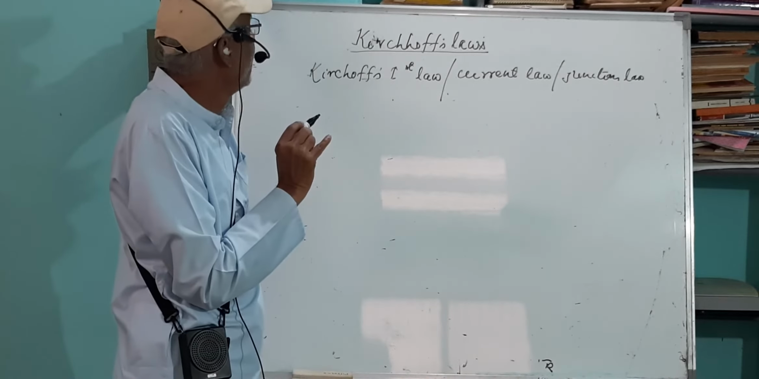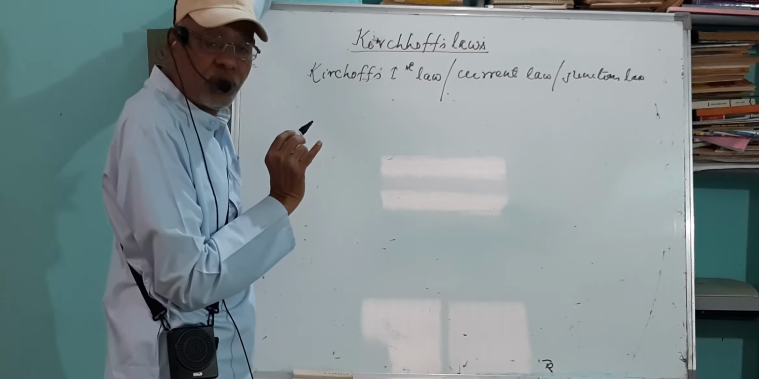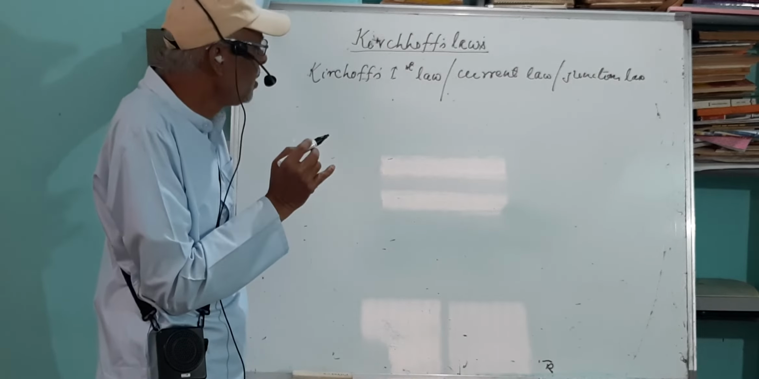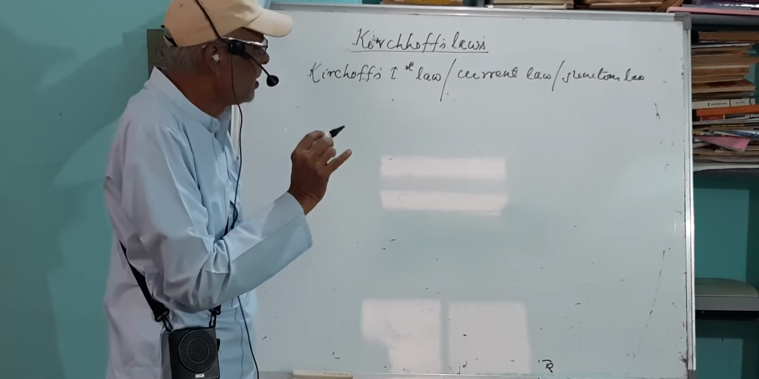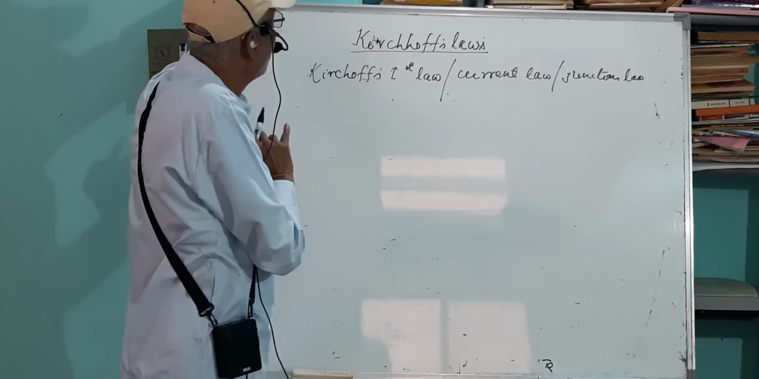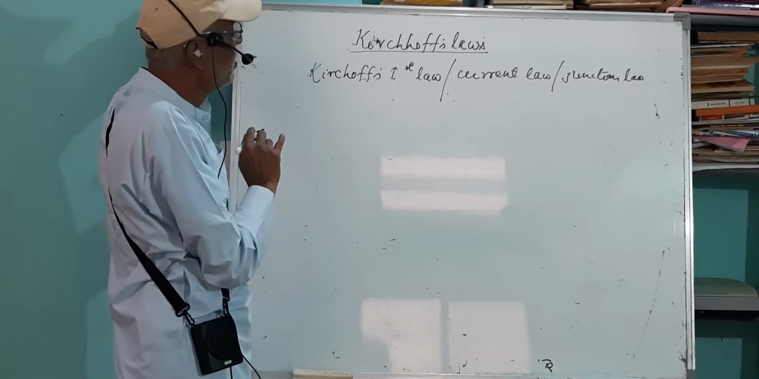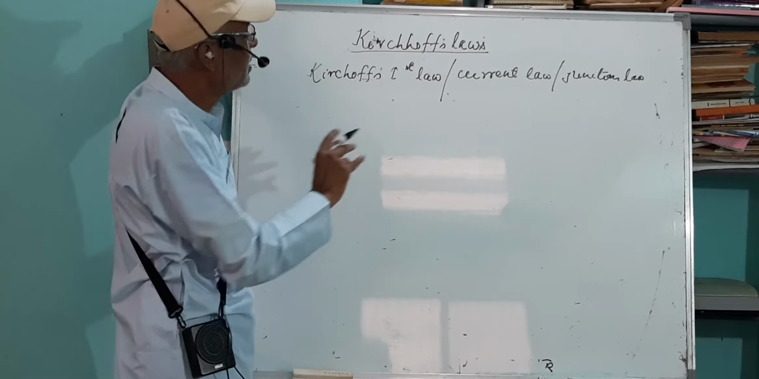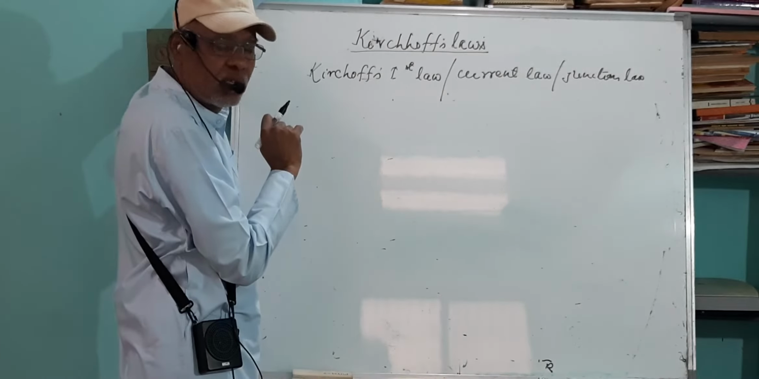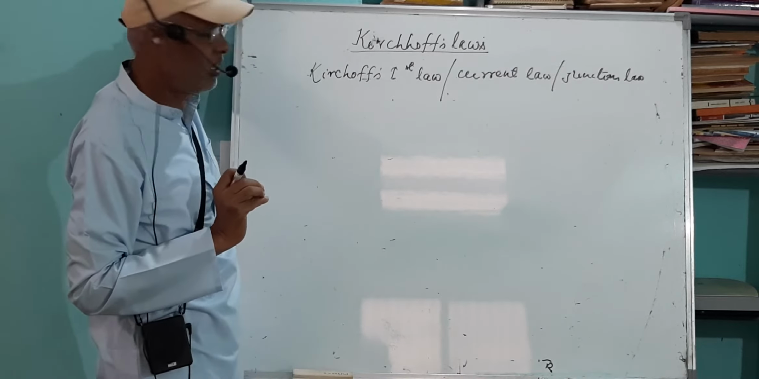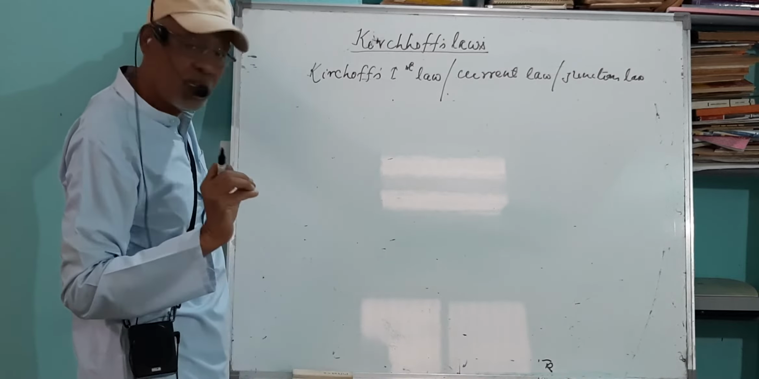Don't get confused that the current law or junction law differs from the Kirchhoff first law. This is nothing but the Kirchhoff first law only. Let us see the statement of the Kirchhoff first law. As I said, it is a current law, so I would like to use the mathematical expression of the Kirchhoff first law so that we can design its statement.